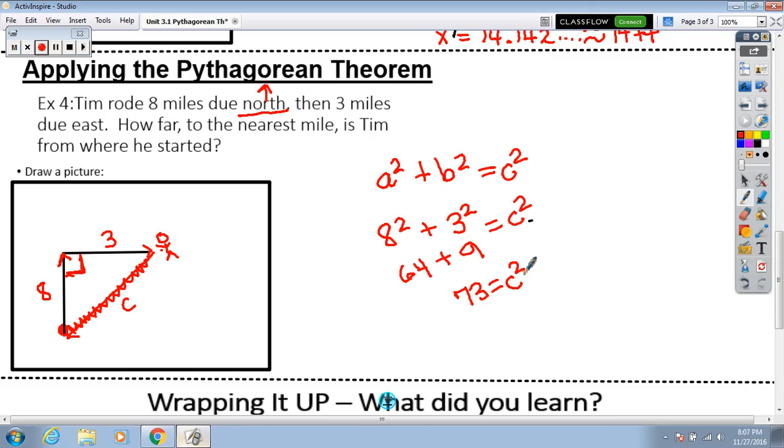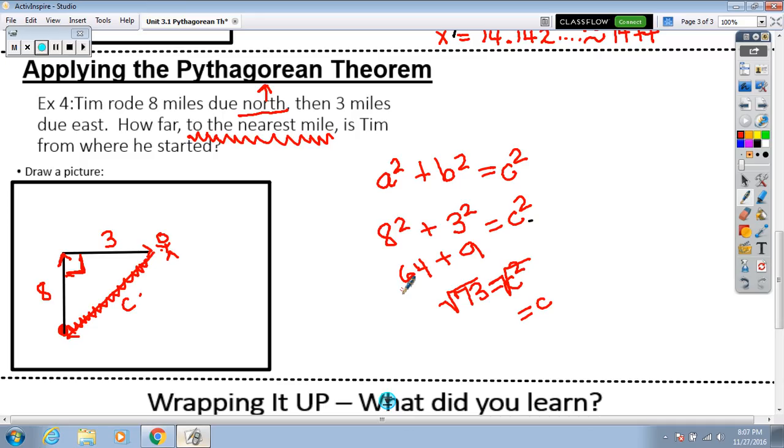And that is going to be equal to C squared. Now, we're not looking for C squared. Once again, we're looking for C. So we need to take the square root of both sides. So C equals, now notice in this example, they did not give us any numbers as far as where to round. Well, actually they do. They say to the nearest mile, which means again, they do not want us to have any decimals.